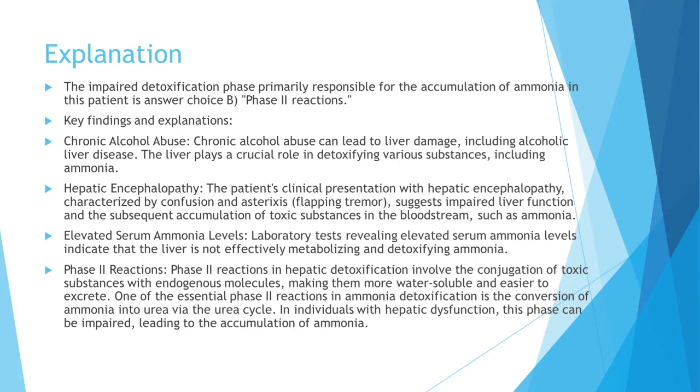What is a phase 2 reaction? Phase 2 reactions in hepatic detoxification involve the conjugation of toxic substances with endogenous molecules, making them more water soluble and easier to excrete. One of the essential phase 2 reactions in ammonia detoxification is the conversion of ammonia into urea via the urea cycle. In individuals with hepatic dysfunction, this phase can be impaired, leading to the accumulation of ammonia.